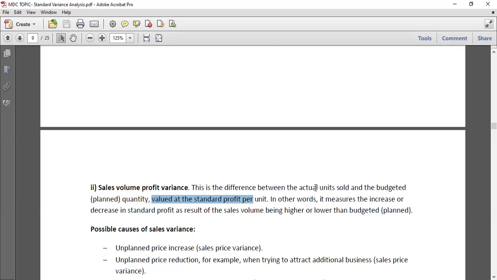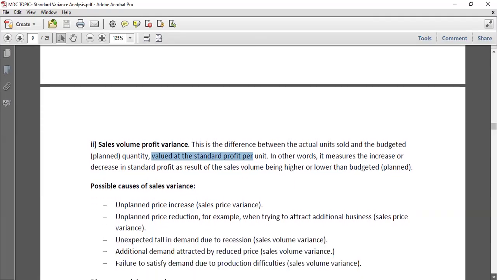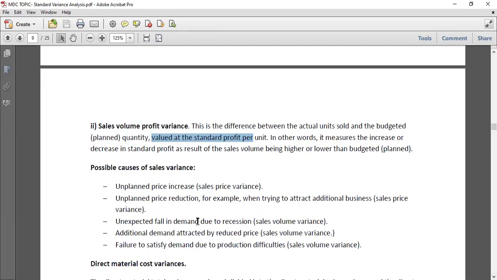So why does sales revenue vary? Sales revenue would vary because of change in price, and also, of course, where we have changes in quantity as well. Expounding on this, we may look at unplanned price increases, which of course affect your sales price variance. Unplanned price reductions in the same way would affect your price variance.